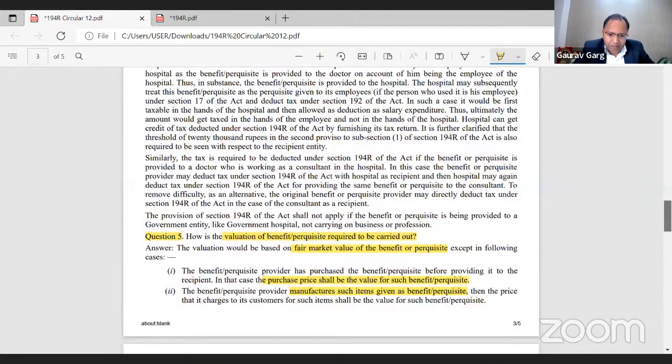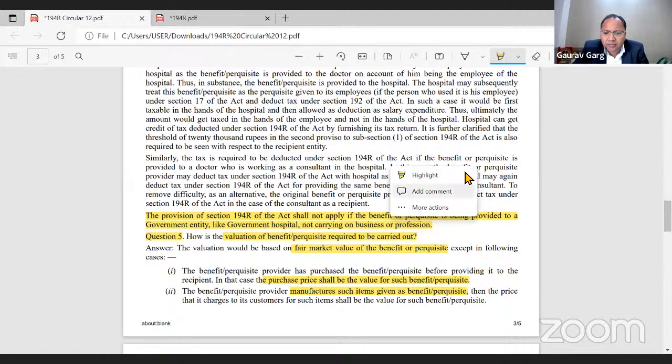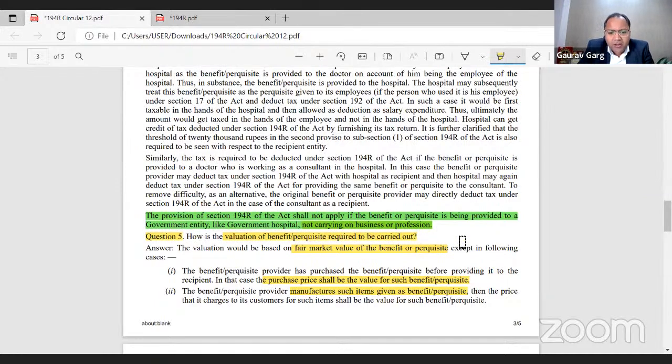Yeah. So if you read this line, they say the provision of section 194R of the Act shall not apply if the benefit or perquisite is being provided to a government entity like a government hospital, not carrying on the business or profession. So read this, not carrying on business or profession. We will discuss question number 4, but towards the end of question number 4, they indicate the guidance that if somebody is not carrying on business or profession, then you are not required to deduct TDS, even if it is a government entity.